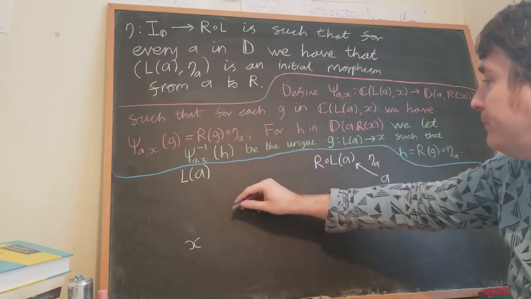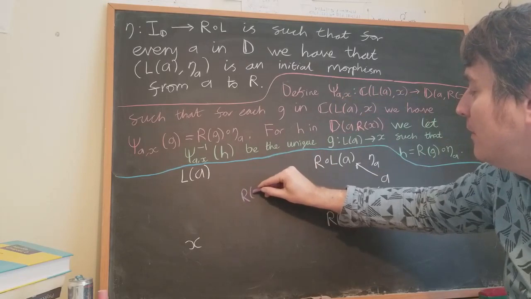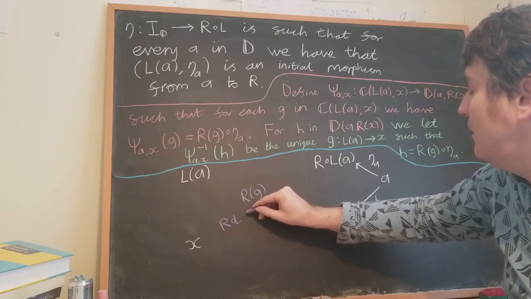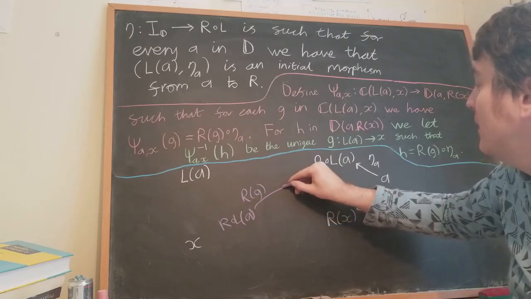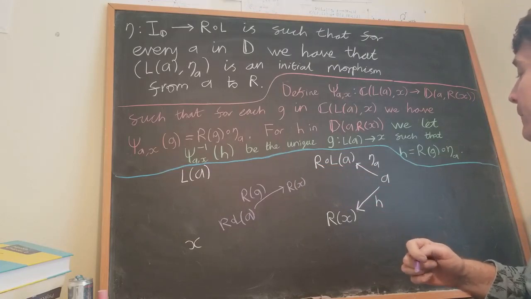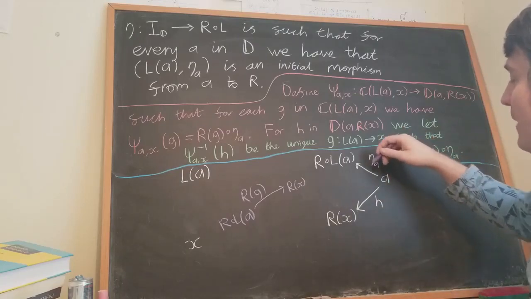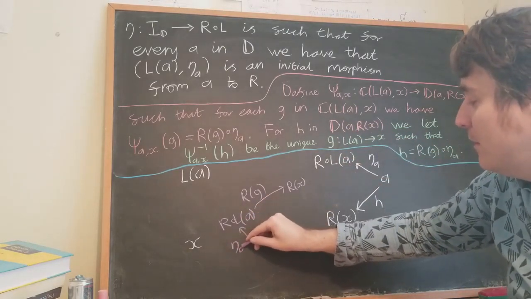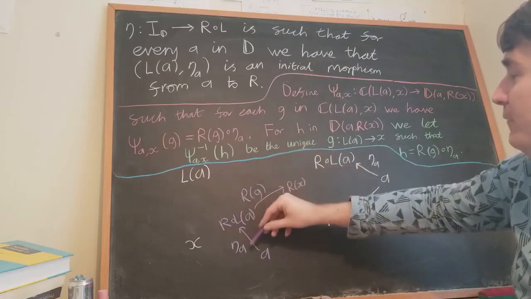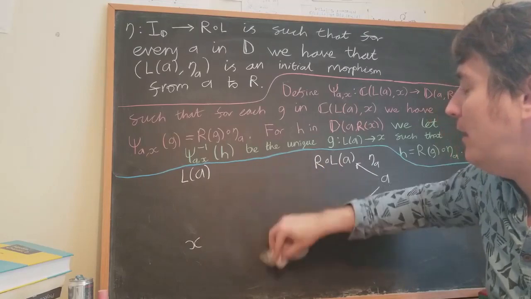So G goes from L of A to X, so R of G is going to go from R after L of A to R of X, and eta A is going to go from A to R after L of A. So clearly, R of G after eta A is going to go from A to R of X, and that's what we want. So it has the right kind of target set.